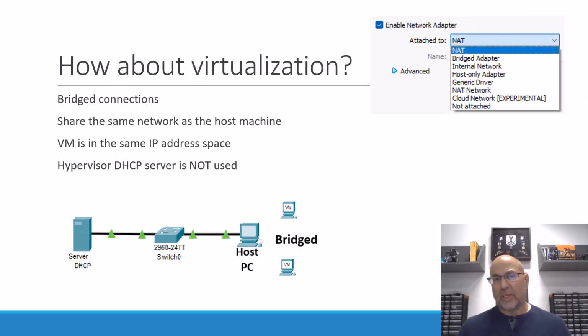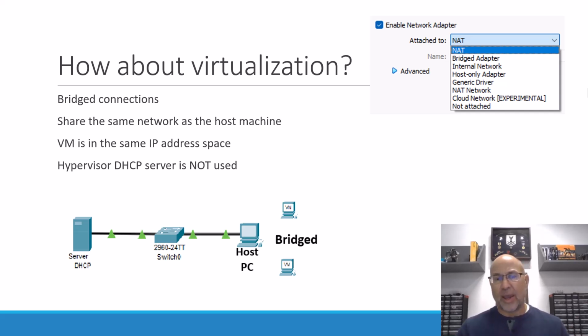Well, if we continue this idea of bridge connections, what about virtualization? If you've spent any time with virtualization, you know that your hypervisor provides your networking connections for your virtual machines. And they come in a variety of flavors. You can have a network address translation connection. You can have a host only that doesn't go anywhere. Or you can have a bridged connection. And a bridged connection means that you share the same network as the host machine's connection.